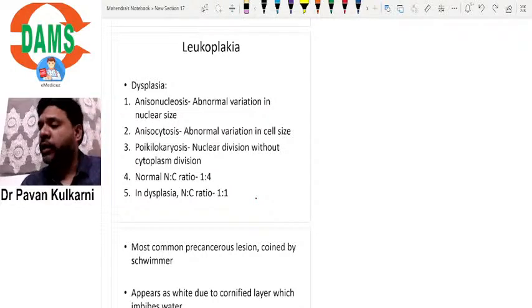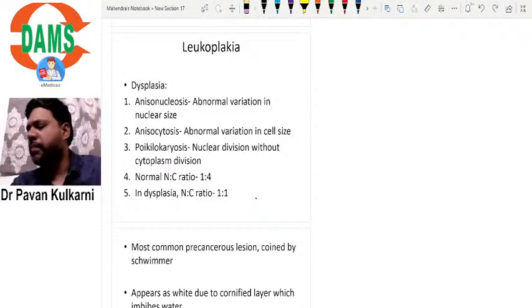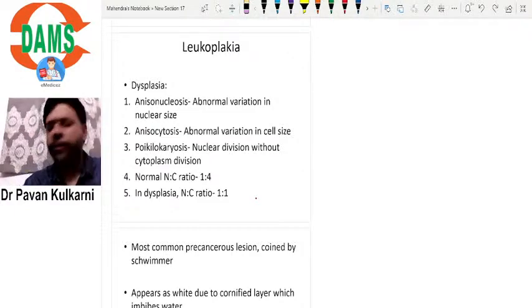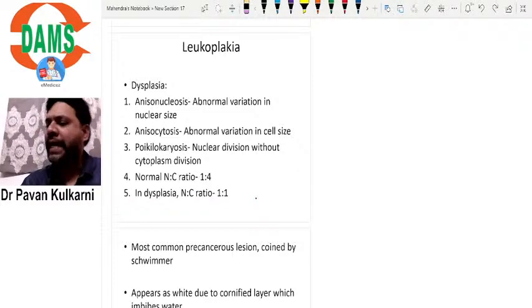Now, the question that comes here is, do all leukoplakias have dysplasia? No, it's not like that. All leukoplakias do not have dysplasia. Some leukoplakias will have dysplasia, some will not have dysplasia.